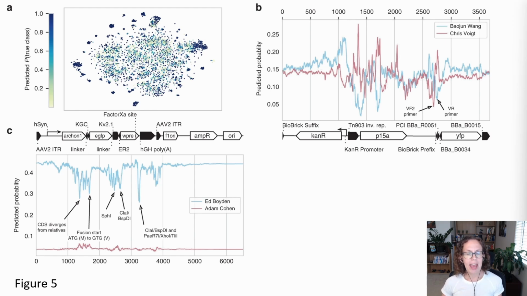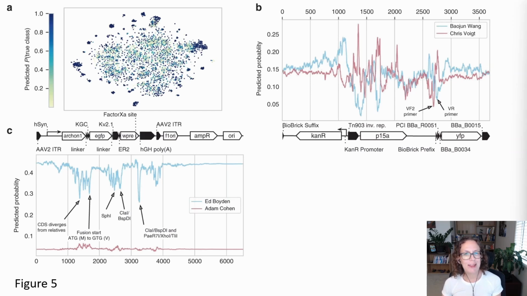In figure 5A, they're using machine learning to cluster these plasmids and showing that the probability of being accurate is highest. This is color coded. The dark blue ones are the plasmids that are farthest away from the others. So if a group of plasmids is distinctive and clusters away from other plasmids, then there is a higher predictive accuracy on those, which makes sense.